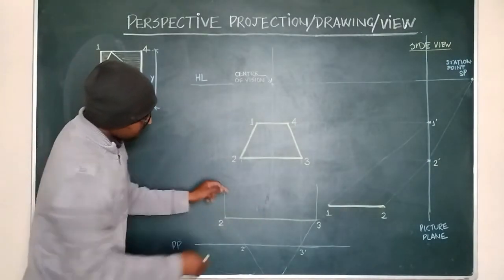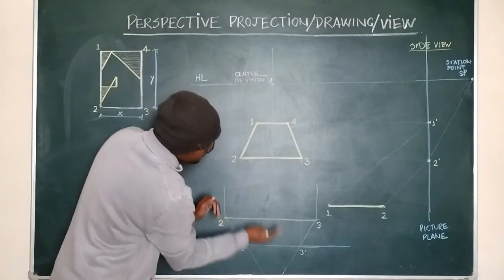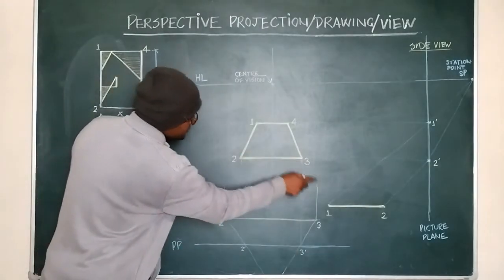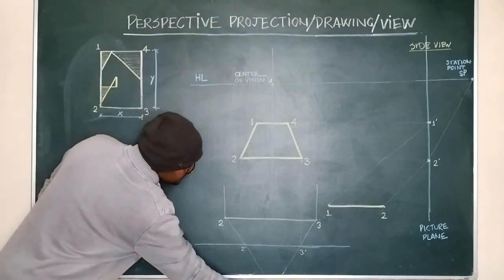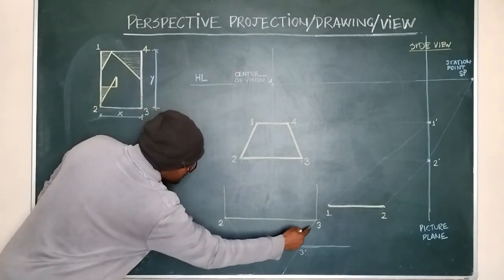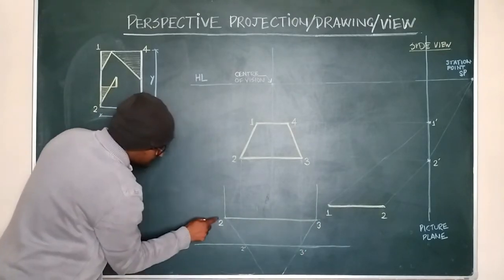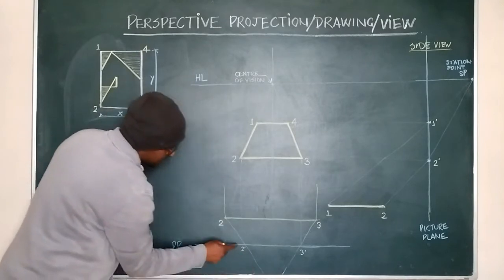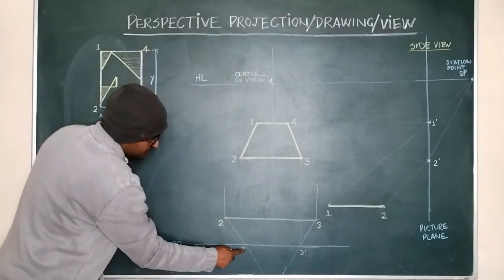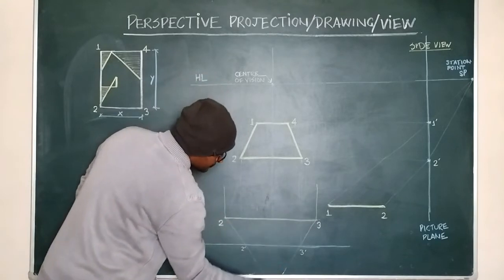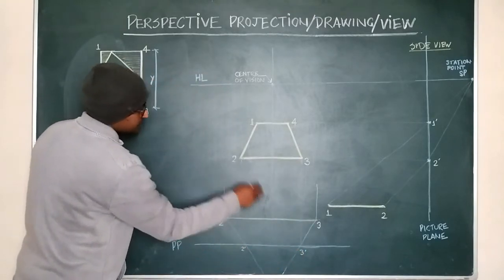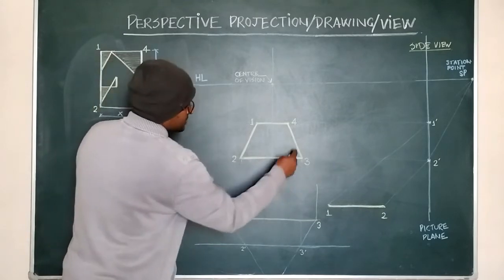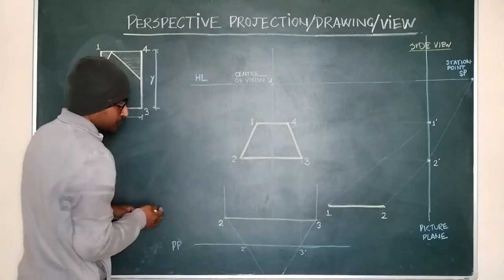Now again this width I can get from the top. Here is the object, this is the picture plane, here we have the station point. I can draw the line from 3 to the station point, point number 2 to the station point. It cuts the picture plane at 2 dash and then 3 dash. I can project the line from point 2 dash and 3 dash, and when it cuts we get point number 2.